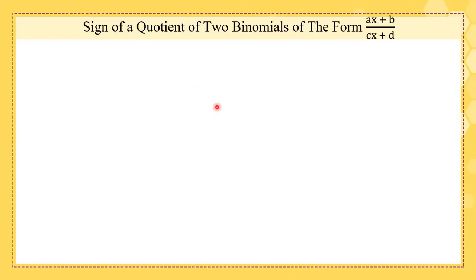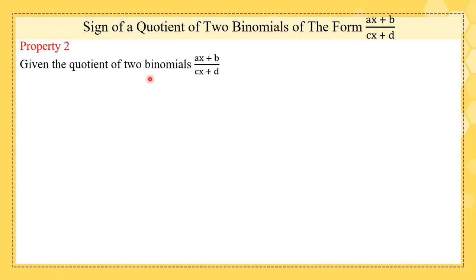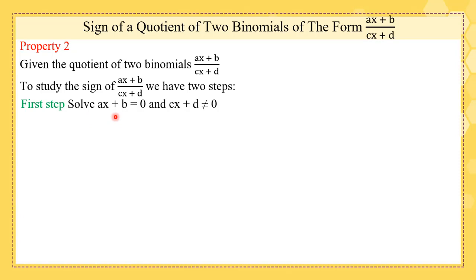Sign of a quotient of two binomials of the form ax plus b over cx plus d. Property: given the quotient of two binomials ax plus b over cx plus d. To study the sign of this quotient, we have two steps. First step, solve ax plus b equal to 0 and cx plus d different from 0.